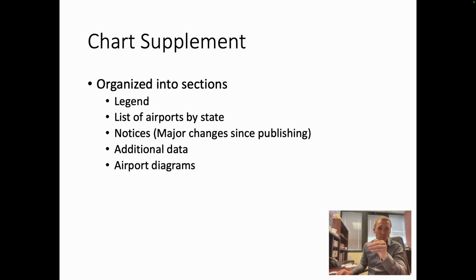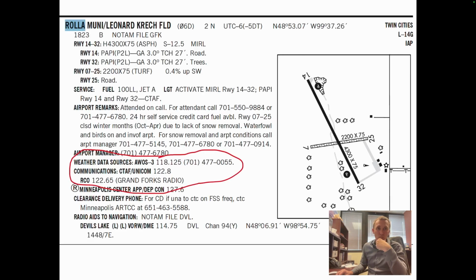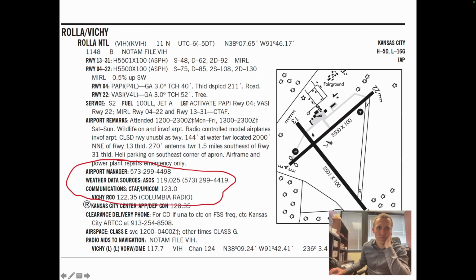There's a list of airports by state. And so let's look at some examples. So here is the Rolla Municipal Airport. Here you can see information about communications. There's the CTAF Unicom frequency, 122.8. Let's look at the Rolla Vichy Airport. Here we are, CTAF Unicom 123.0.